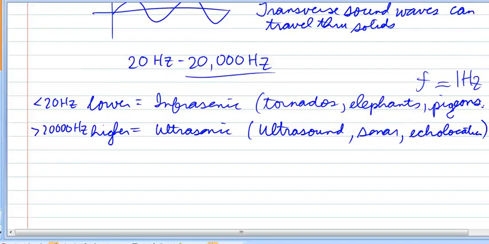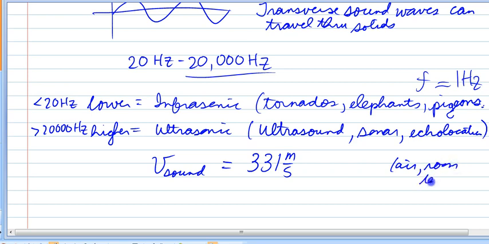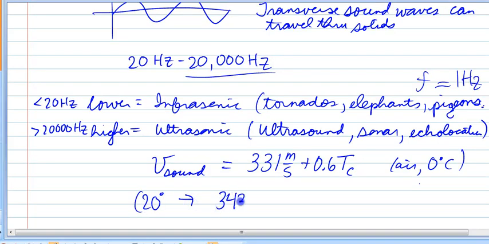And finally, the last thing we'll talk about is the speed of sound. The speed of sound turns out to be somewhere along the lines of 331 meters per second. This is in air, and this is room temperature, I believe. Actually, I lied. That's at 0 Celsius. But if it's warmer than that, then you add 0.6 meters per second for every degree Celsius. So for example, room temperature means that you've got 343, and so on and so forth.